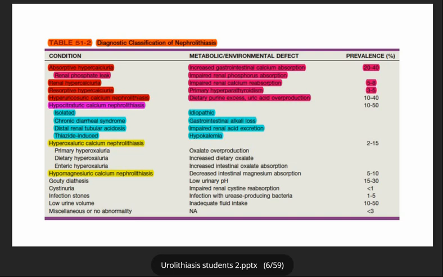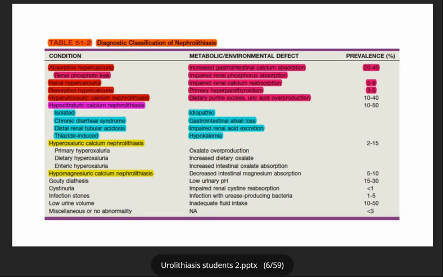So for calcium oxalate, it can result from hypercalciuria, and hypercalciuria can be subdivided into absorptive, renal, resorptive, or hyperuricosuric. Absorptive hypercalciuria, from the name, indicates that there is more absorption of calcium in the body, or there is impaired phosphorus absorption.